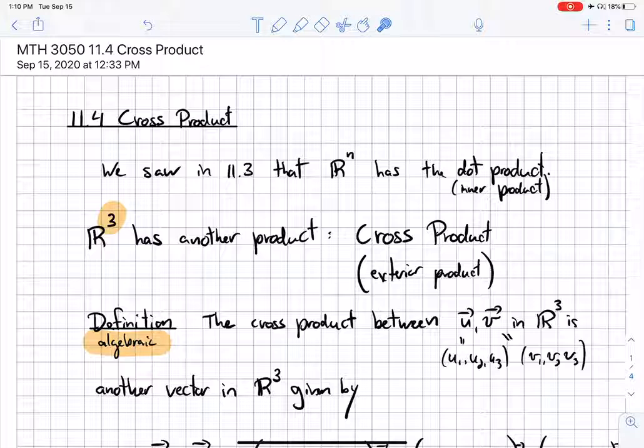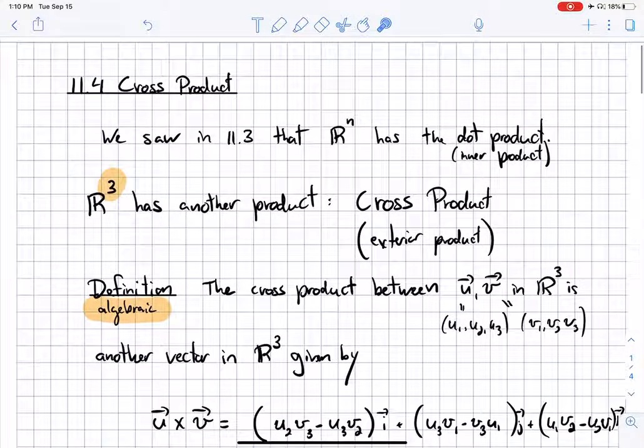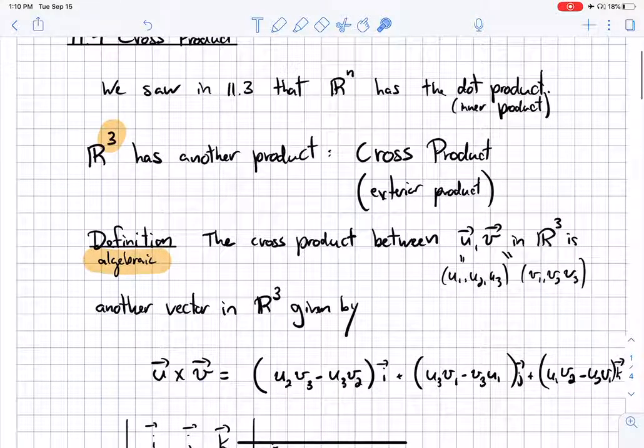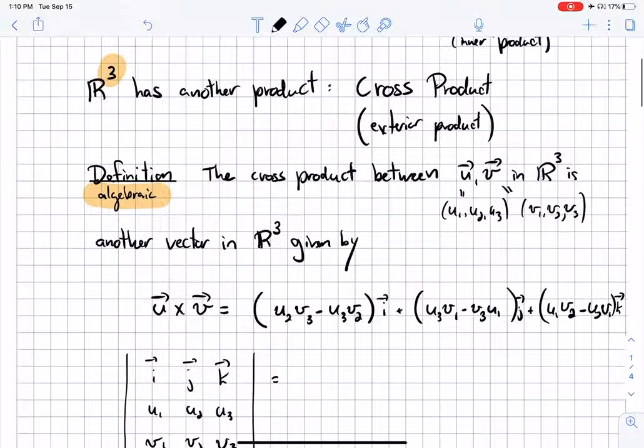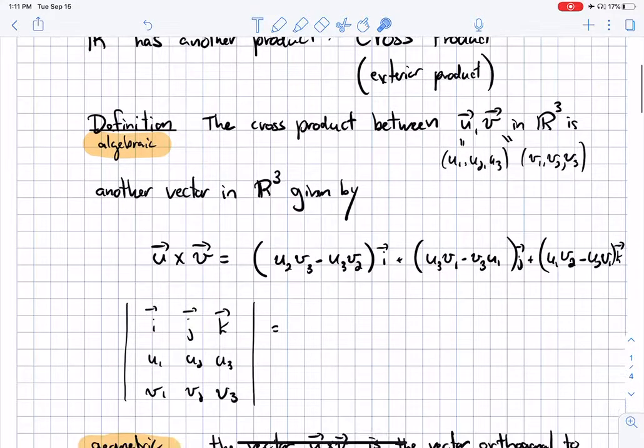So let's just start with the blind, direct, straightforward definition, algebraically, of the cross product. So I have two vectors in R3. So I have three components for each, u1, u2, u3, and v1, v2, v3, say. Now, the cross product is a vector. It's not a number like the dot product. It's a vector, and that vector is given by the following coordinates.